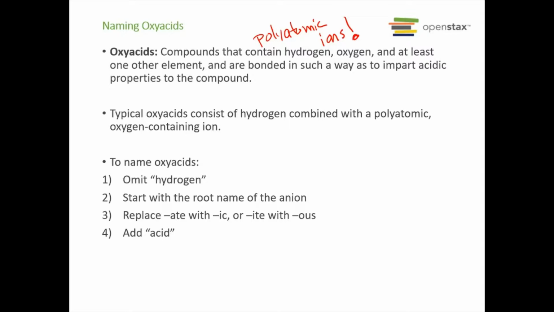You're going to look at your polyatomic ion, and you're going to look at what it ends in. If it ends in ATE, so sulfate, you get rid of the ATE and replace it with IC. Sulfate becomes sulfuric, but still the ATE becomes an IC. If it ends in ITE, it becomes OUS. So here's how I have always remembered. Well, I made this up recently, but now I remember it like this.